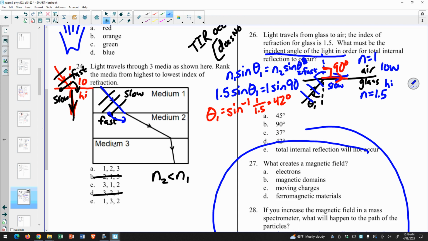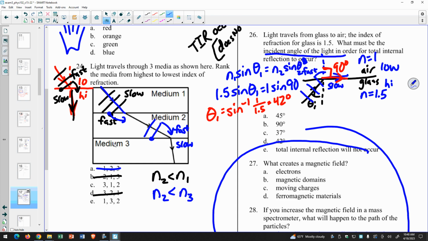So I know then that it's traveling faster or slower. Now over here it's a little bit different. I'm moving in this direction. That means I must be traveling faster here and slower here. So that means that N2 is, what is it, bigger or smaller than N3? Smaller. N2 must be smaller than N3. So let's see, I'm going from highest to lowest, so any that show 3 smaller than 2. Yeah, so now I'm down to these two. So C or E.